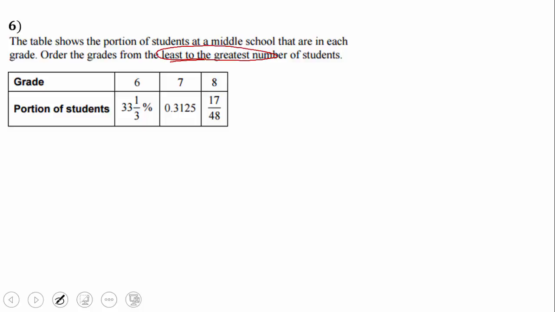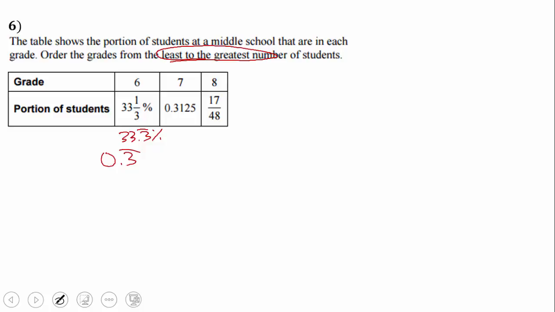Anyway, so I'm going to convert all these to decimals because that's what I like. So 33 1/3%. Well, 1/3 is 3 repeating. So to write this as a decimal, you could really think of it as 33.3 repeating percent, which as a decimal is 0.3 repeating. And 7th grade is already in decimal form.